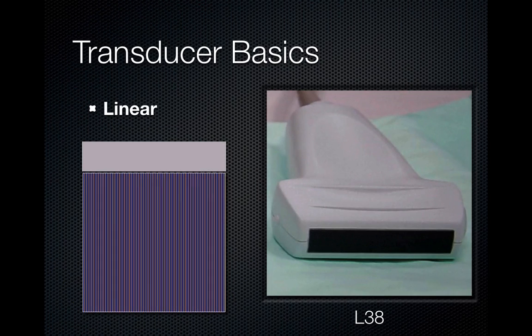Linear probe has beams of ultrasound emanating directly out in a linear fashion. You do not lose detail at the edges of the image as you do in the convex and the phased array probe. In general, the detail is about the same from the top to the bottom of the screen.